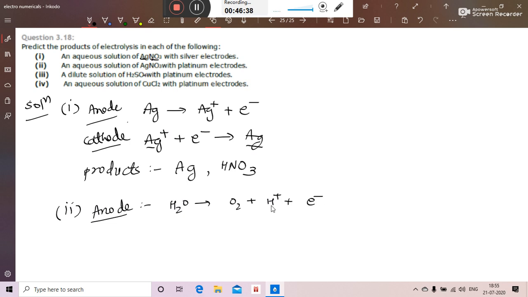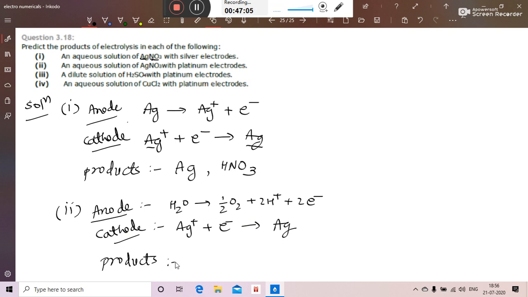So here we will see that only one oxygen is there in water, so we'll write half O2 and thereafter 2H plus and 2 electrons. And at cathode, reduction of silver will take place. The silver ion of the solution will accept electron to form silver at cathode. So our products will be, at anode we are getting oxygen gas. At cathode we get silver.